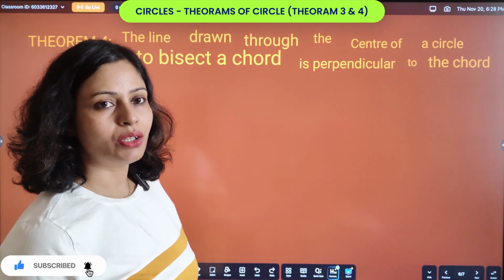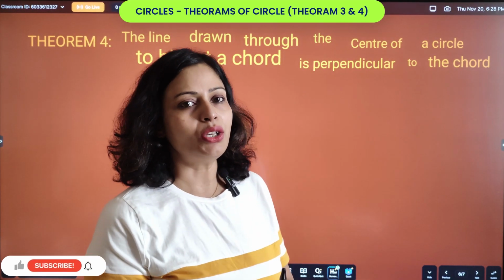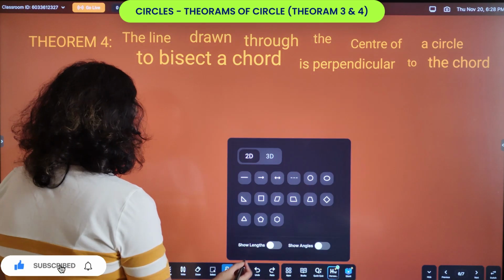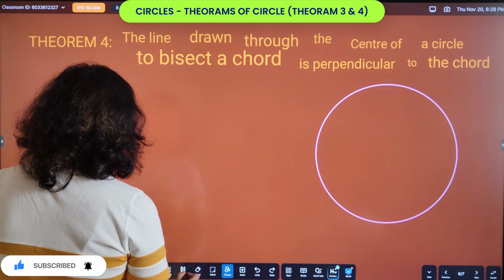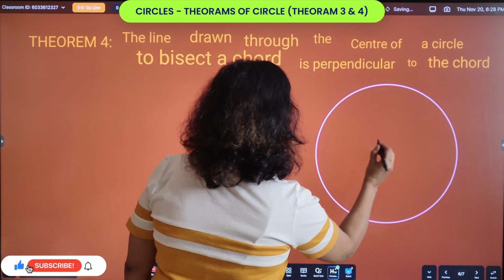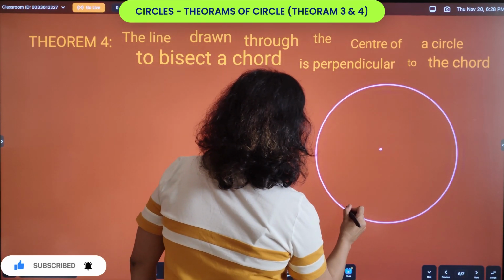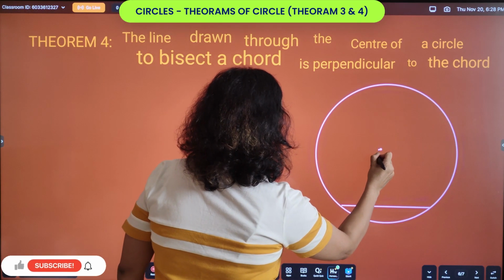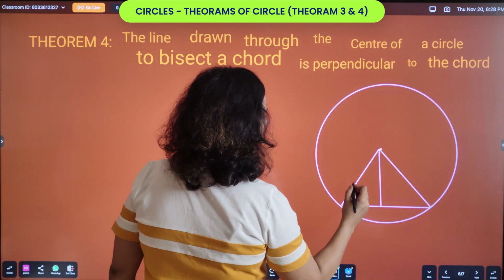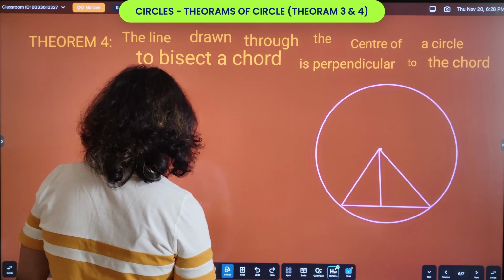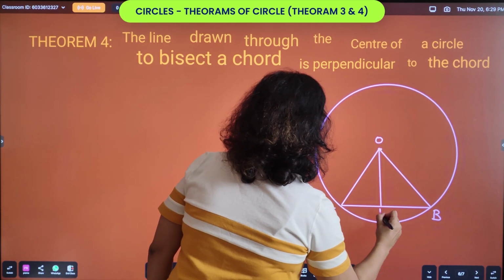Now coming to theorem 4, this is again based on the same concept of a perpendicular from the center to the chord. So here again I will quickly draw a circle. Suppose this is the center, let's draw a chord. So this is a chord, so I will join this, make a perpendicular and join this. This is the center O. This is A, B, D.